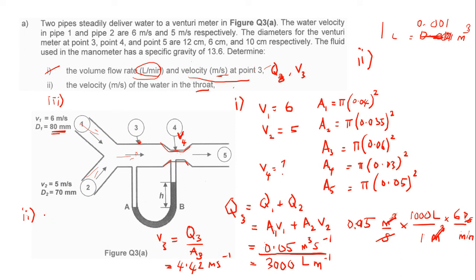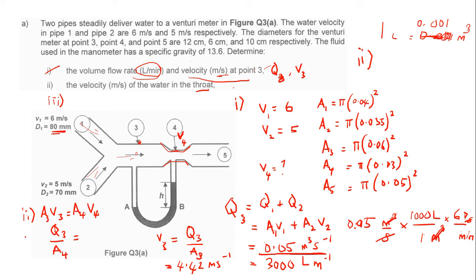So how do you find it? Macam mana A3 V3 equals to A4 V4? A3 V3 equals to A4 V4. Okay, good. And A3 V3 ni Q3 lah kan? Okay, Q3 divided by A4, and this will give you your V4.